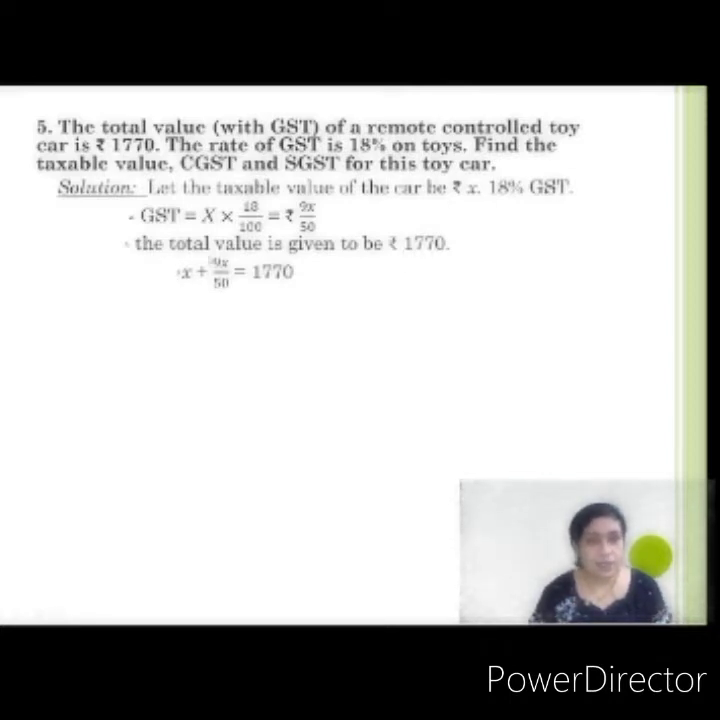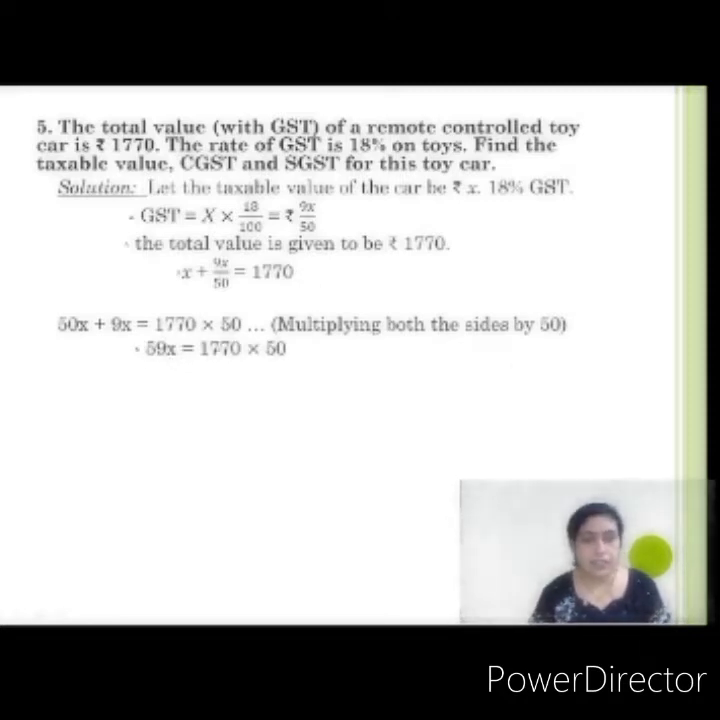1770 rupees. So this is the GST, this is the taxable value, and in total you get 1770 rupees, right? Just solving the equation, I took 50 to the left hand side. So this becomes 50x plus 9x is equal to 1770 into 50. So multiplying both sides by 50, this is the reason. After calculating, see the calculation. I have added this to get 59x and kept the multiplication as it is. X becomes 30 into 50, that is rupees 1500.